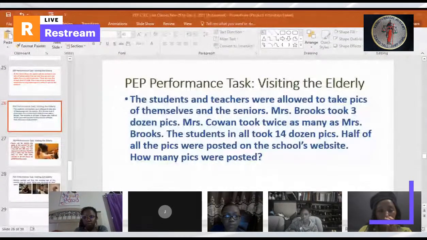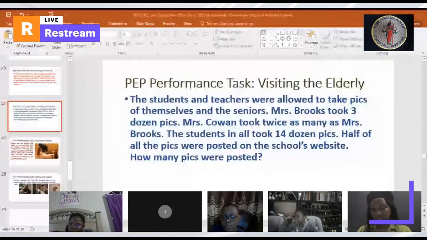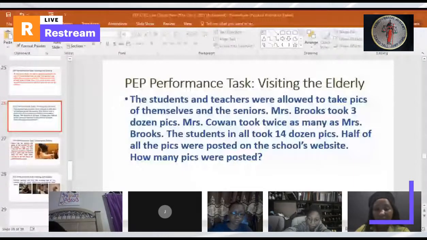Okay, so Antoine agrees and Jordan got the same thing. Remember, not all the pics were posted, only half of the pics. Camille got her 168 for the students, right? So the last step is to find half of the 276, which is 138. That's the number of pics that were posted. Alison, you need to go and check that calculation.